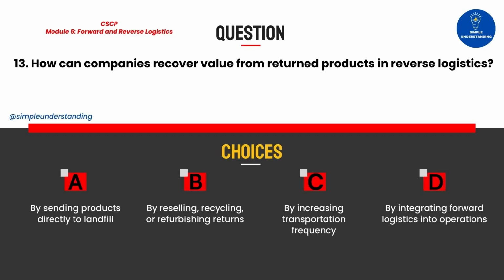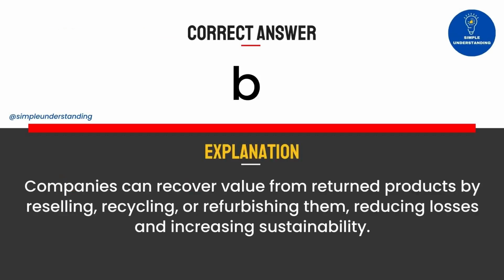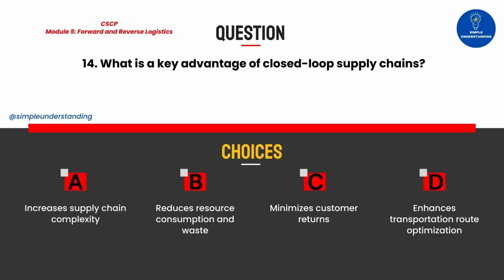13. How can companies recover value from returned products in reverse logistics? A. By sending products directly to landfill. B. By reselling, recycling, or refurbishing returns. C. By increasing transportation frequency. D. By integrating forward logistics into operations. Correct answer: B. Explanation: Companies can recover value from returned products by reselling, recycling, or refurbishing them, reducing losses and increasing sustainability.